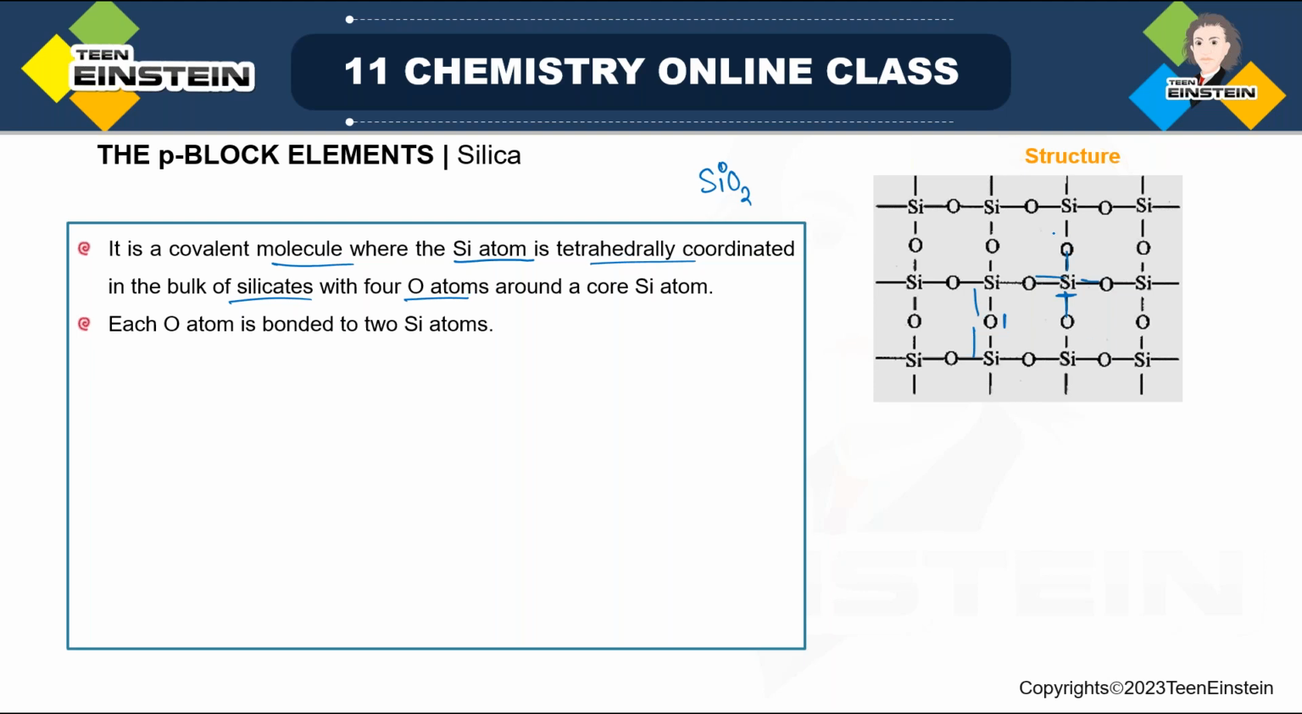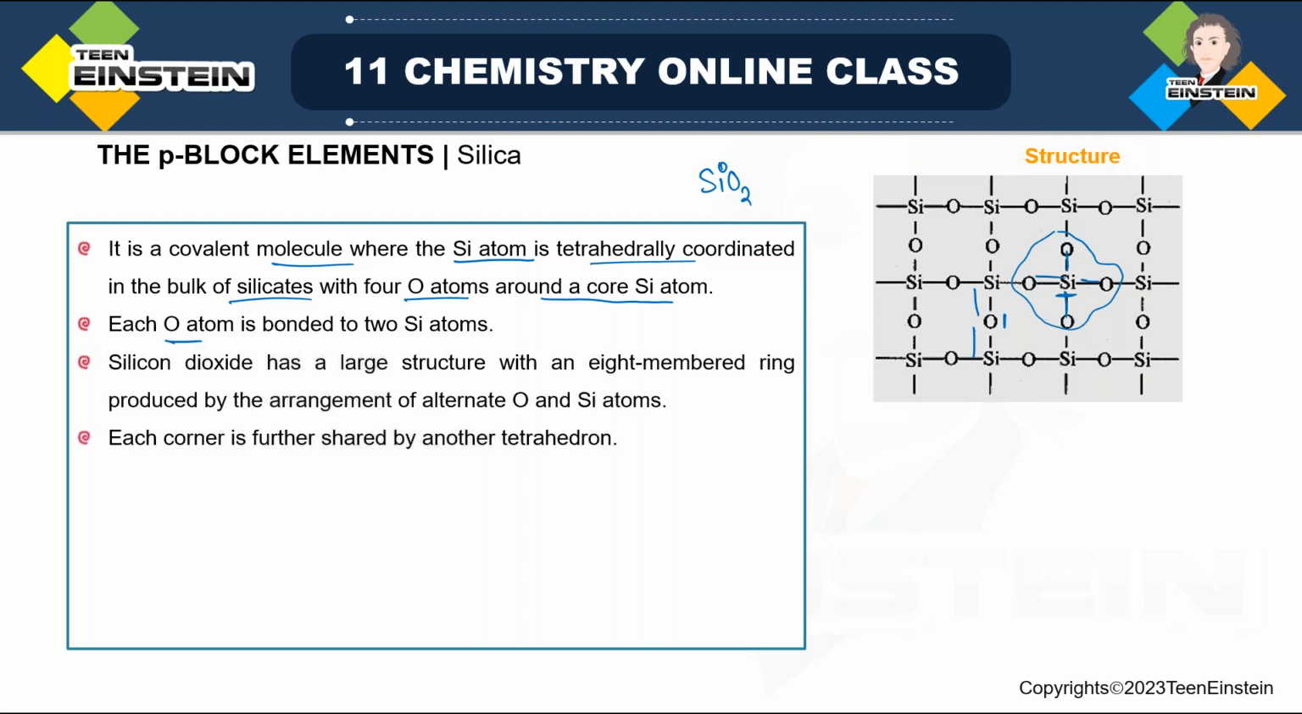Because if you consider a single unit, suppose you break this and are on this unit, it will be SiO4 minus. So that part is silicate, that is the anionic part. If you consider the whole part, you can call it silica. But in the bulk of silicates, there are several silicate units with 4 oxygen atoms around a core silicon atom, which is clear from the picture. And if you focus on a particular oxygen atom, it is bonded to 2 silicon atoms.